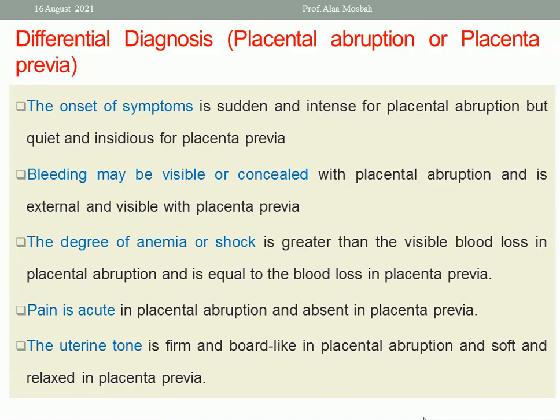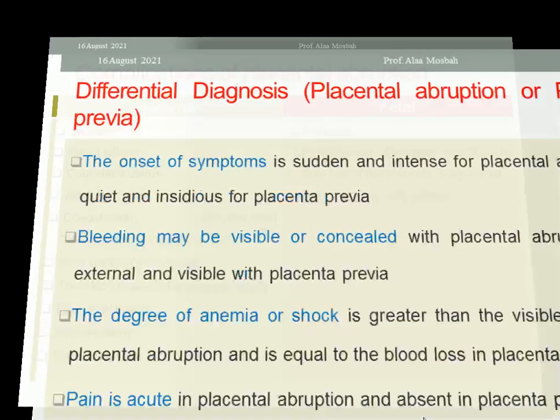Pain is acute in placental abruption and absent in placenta previa. You remember when we said placenta previa is painless, but pain is acute in placental abruption. The uterine tone is firm and board-like in placental abruption and is soft and relaxed in placenta previa.